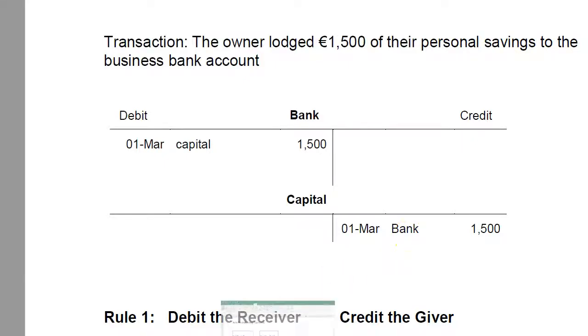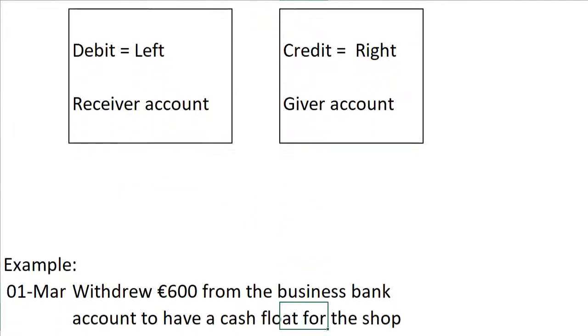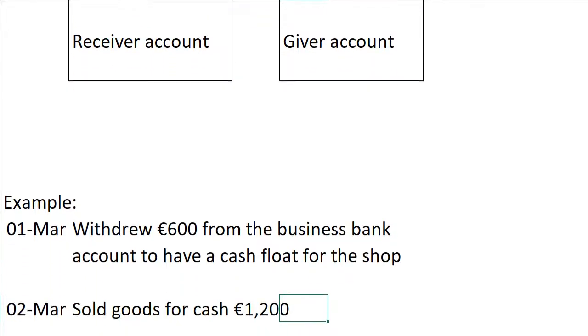So here, I'm just going to look at another one of those. So there's the rules, the receiver account and the giver account. You need to figure those out. So here are two transactions. And the first transaction is on the 1st of March, withdrew 600 from the business bank account to use as a cash float for the shop. So we're just taking money out of the bank account to use as cash in the business.